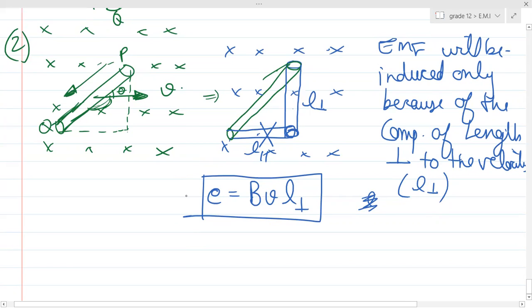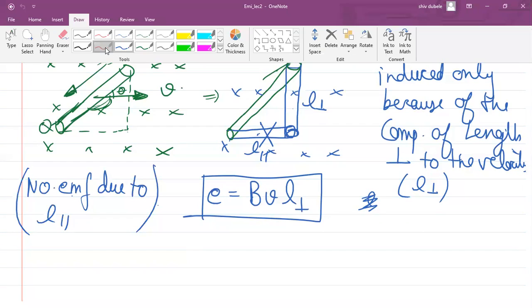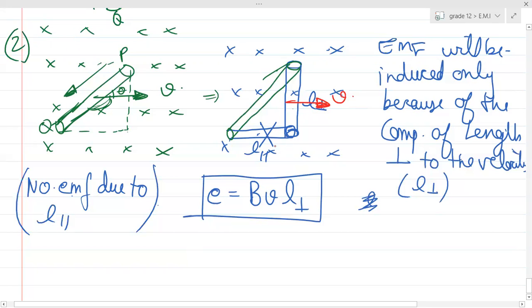Is this clear? Yes, sir. No EMF. Okay, please write down. Now you understood why it is called motional EMF, because the EMF is because of motion. That's why. Is this clear?